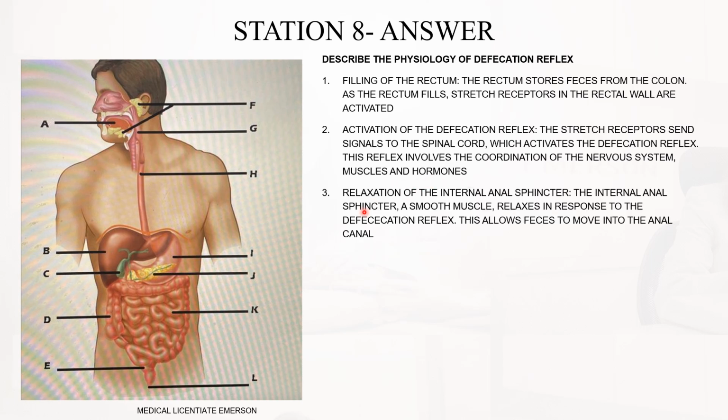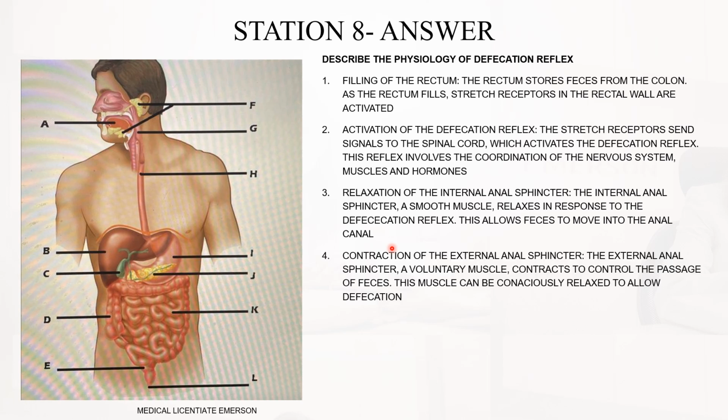Step 3 is relaxation of the internal anal sphincter. So the internal anal sphincter, which is of course a smooth muscle, relaxes in response to the defecation reflex, and this allows feces to move into the anal canal. Then at this stage, someone will start to feel the urge to defecate. So at least someone will be conscious that they have that urge to defecate. So what is going to make them have that urge to defecate?